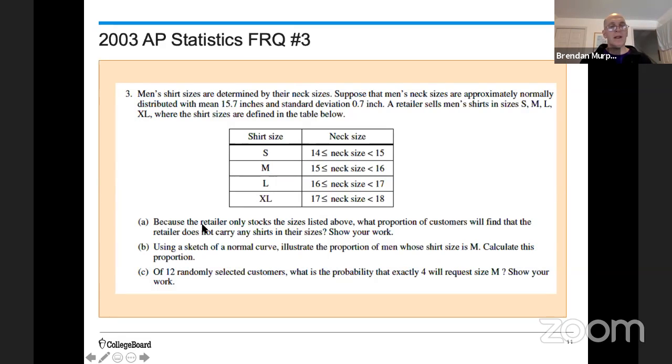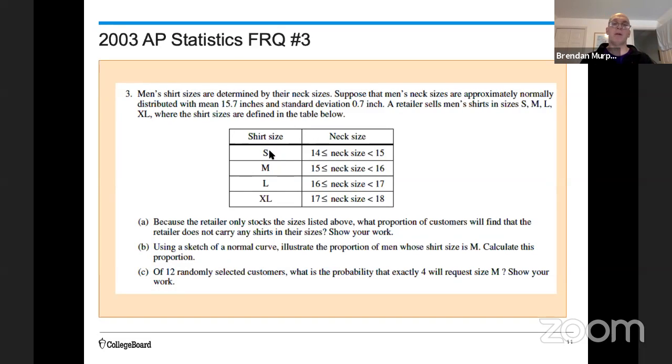Part A, because the retailer only stocks the sizes listed above, what proportion of customers will find that the retailer does not carry any shirts in their sizes? Yep, that could be me. So if I'm making shirts, I would love to sell them to 100% of the population. I would love to sell to every single person alive. Well, we know there's going to be some really tall people and some really short people, people with big necks and small necks. So the manufacturer probably can't sell to everyone, but they'd love that to be 99, 99 and a half, 99.8 percent of the population. They would love that number as close to 100% as possible.